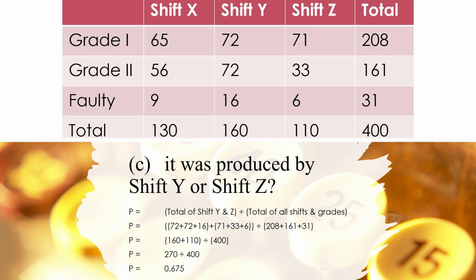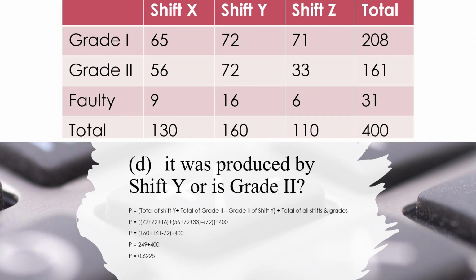In scenario D, we're trying to find out the probability that when an item is picked randomly from the day's production, it was produced by shift Y or is grade 2. So again, we're going to apply the addition rules of probability. First we'll determine the total of shift Y, then we'll add the total of grade 2 to it. And in order to avoid double counting, we're going to deduct grade 2 of shift Y from it. And then the total will be divided by the total of all shifts and grades, that is 400 units that are produced in one day.